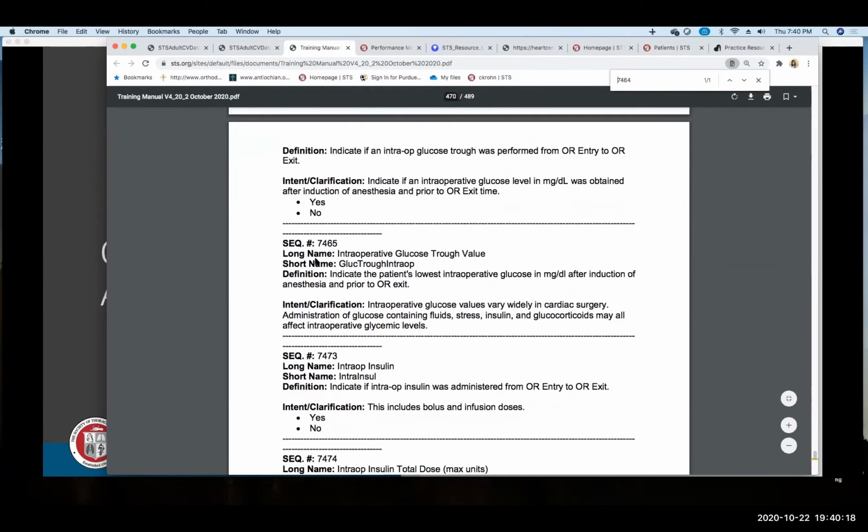And then the intraoperative glucose control value, we want the patient's lowest value after induction of anesthesia and prior to OR exit.